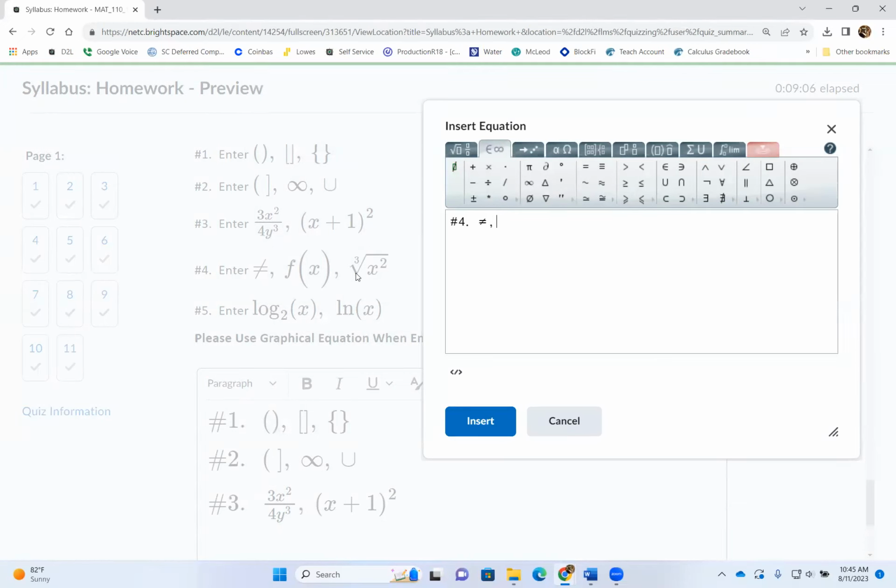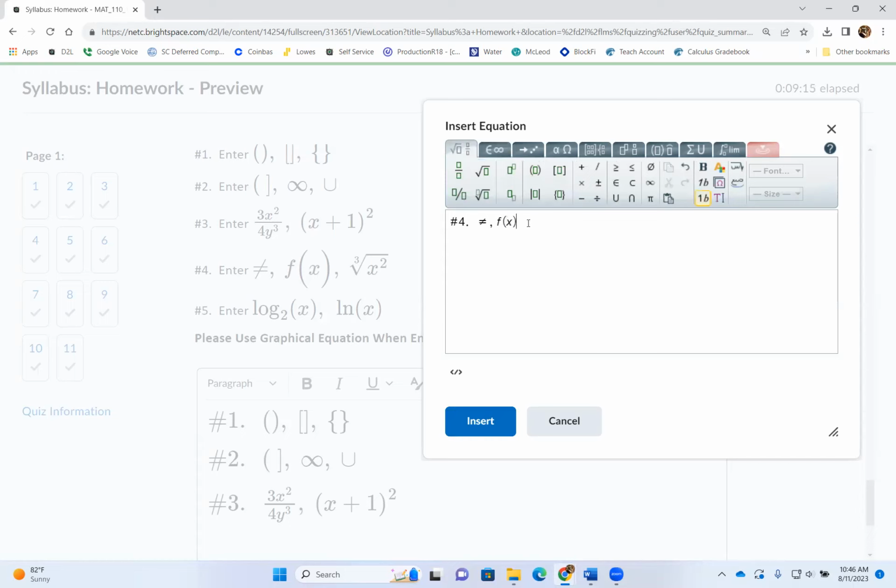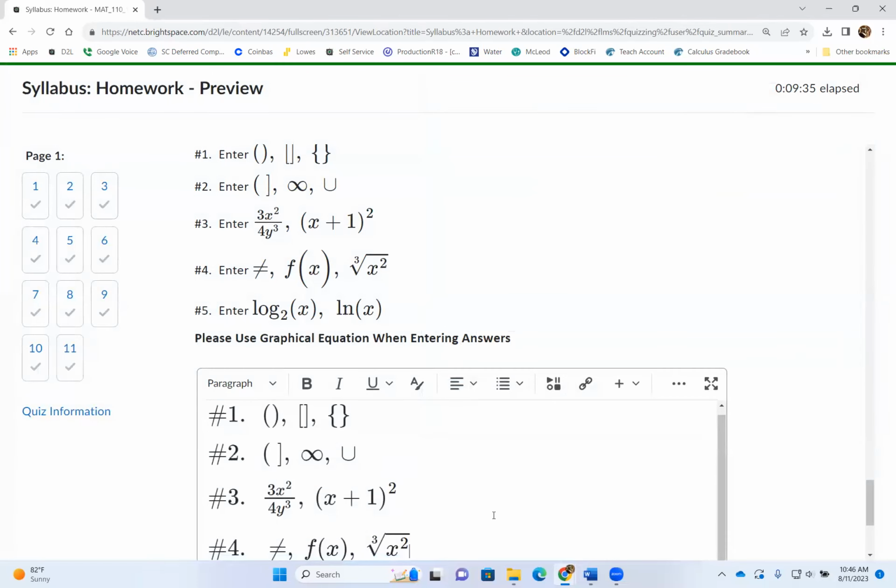This is f of x, so I'm using the keyboard letter F and open, close parenthesis, and put the x inside the parenthesis, comma, space. This is a cube root of x squared. I'm back to the first tab. This is your square root. For anything higher than a square root, you will use the one below it, the cube root. Inside the cube root, x raised to the second power. All right, insert.